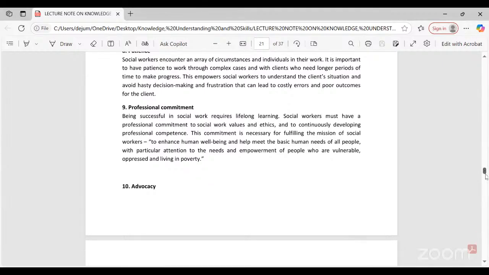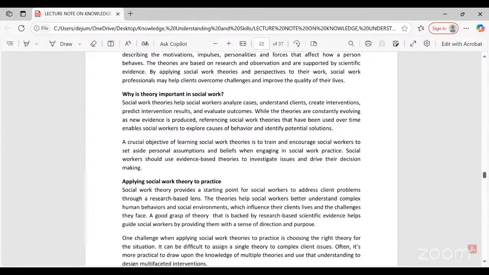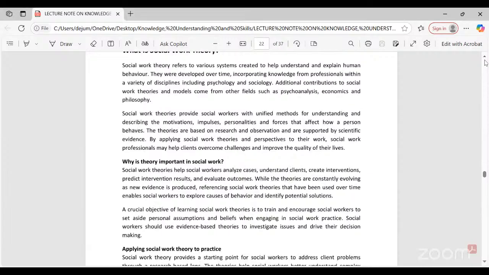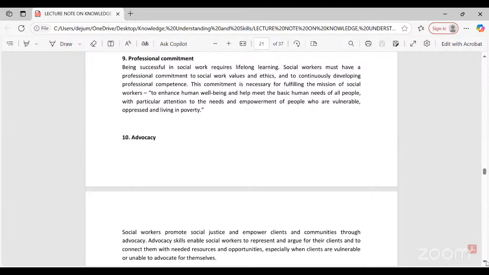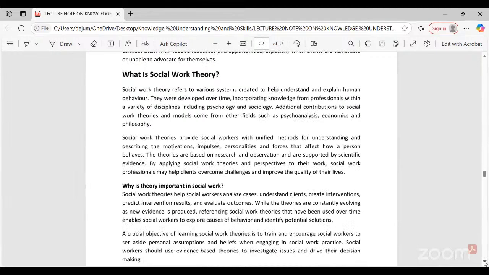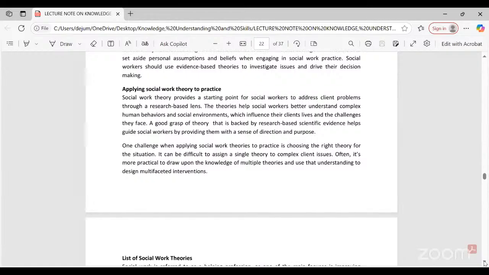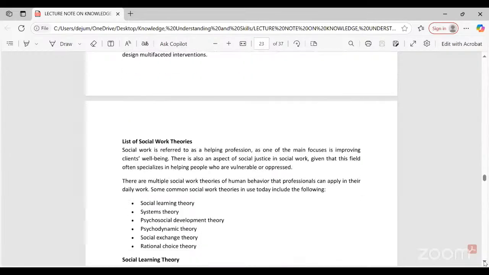Last week we concluded by talking about theory, different types of theory, and that will be what we look at this week. We talk about applying social work theory to practice. Then we'll mention some theories we'll be talking about: social learning theory, systems theory, psychosocial development theory, psychodynamic theory, social exchange theory, rational choice theory. At least just to mention a few that I'll be looking at.